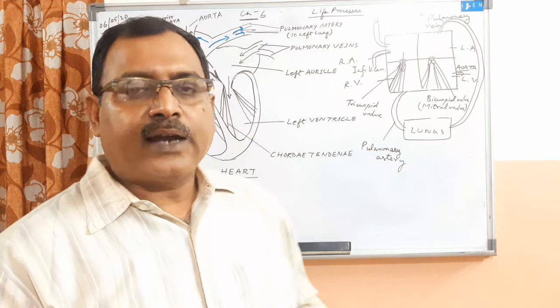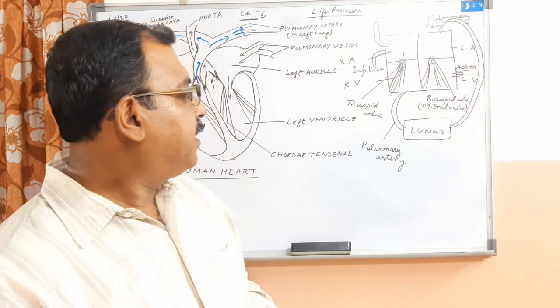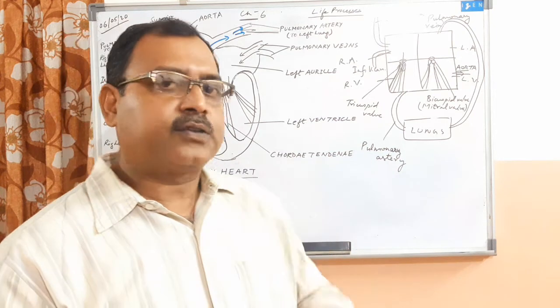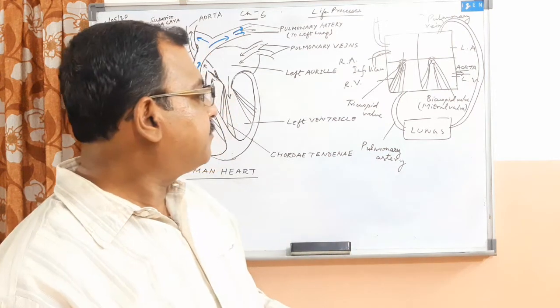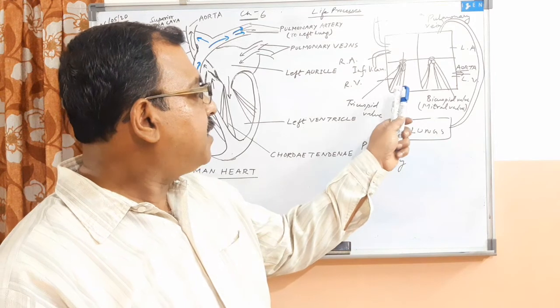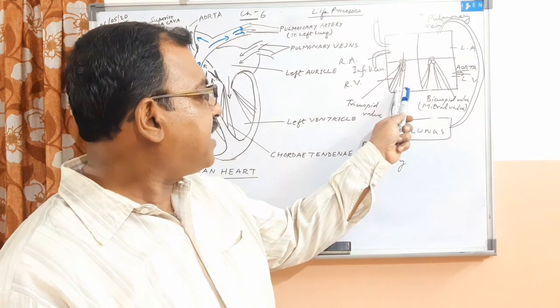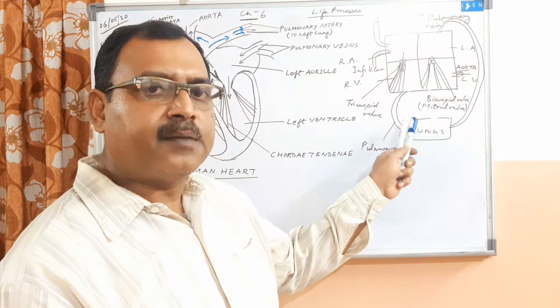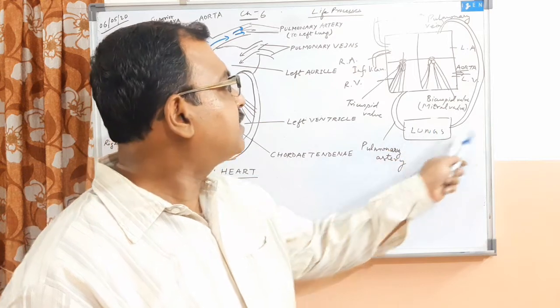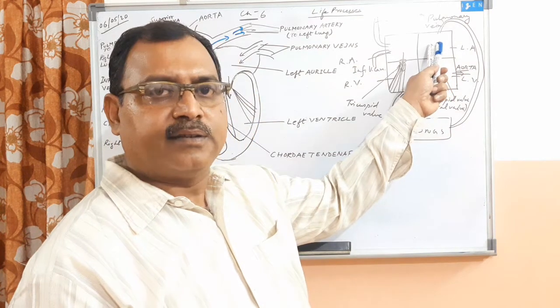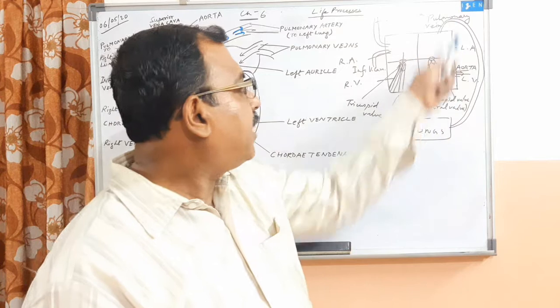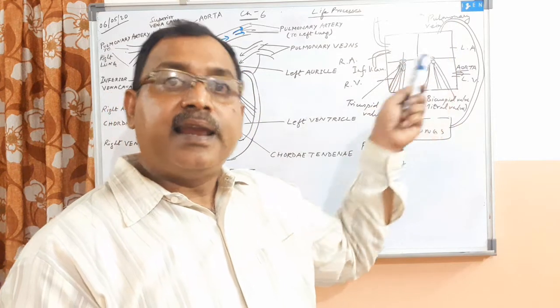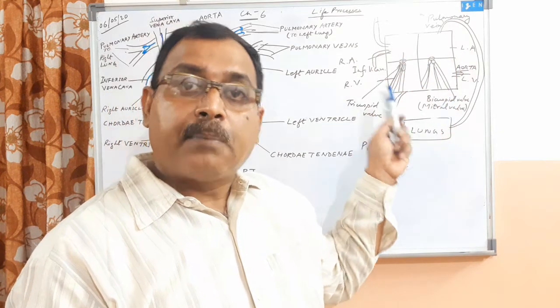Now one more thing I would like to say here. So 2 circulations can be understood. First circulation is blood coming out from the right ventricle, entering the lungs, getting purified, and the pure blood from the lungs entering the left auricle. This circulation is called lesser circulation or pulmonary circulation.